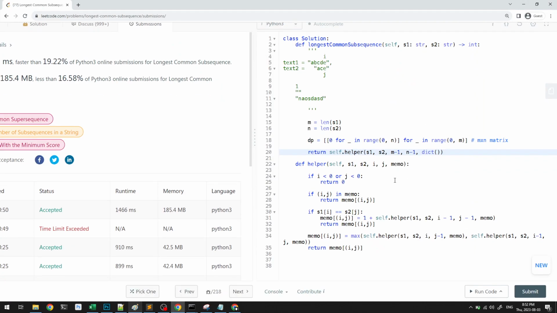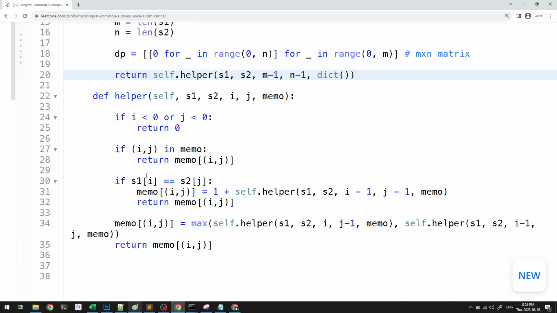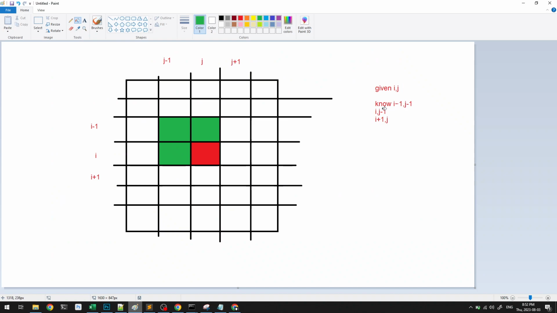Well, based on our recursion, it looks like we have a couple of possibilities, right? Given I and J, if S1 at I is equal to S2 at J, then we want to look at I minus 1, J minus 1. If that is not the case, then we want to look at I, J minus 1, and I minus 1, J. What does this mean? This means that given I and J, we have to know these values ahead of time. If we don't know these values, then our answer is effectively going to become wrong, right?